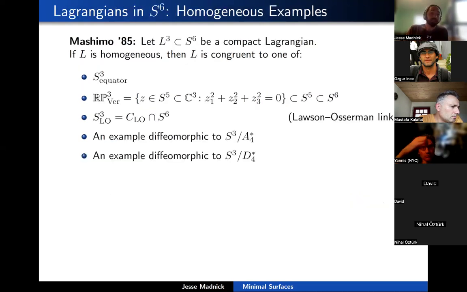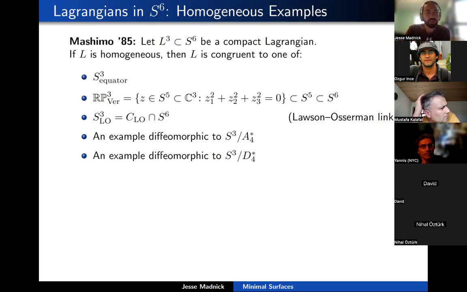One can similarly talk about the Lagrangians in S6. The homogeneous ones are again classified. Here the classification is a bit richer. Other than the equator, there's this Veronese RP3. This RP3 again lives in an S5. We'll come back to it later.